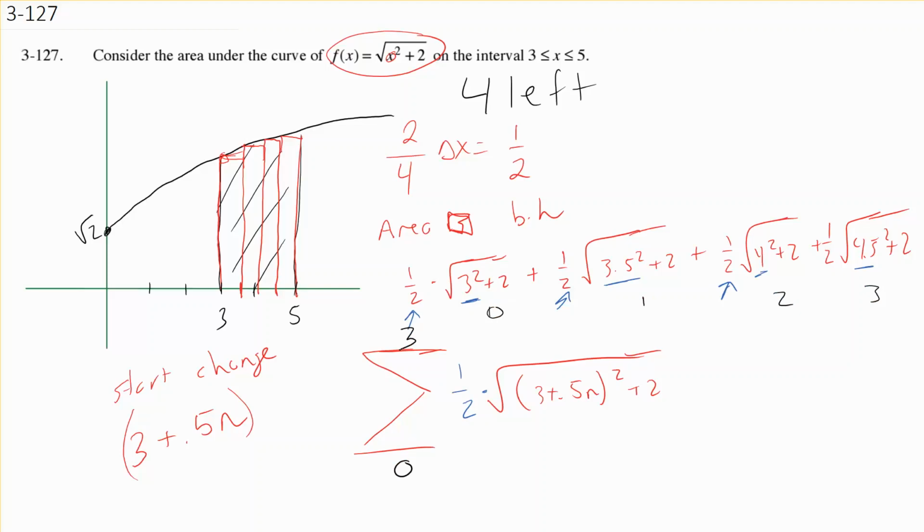Then we want to talk about the rights. If it's the rights, we would calculate the area up here. And instead of calculating the 0 rectangle, we would add in the 4th rectangle. So all we change is, instead of calculating from 0 to 3, we calculate from 1 to 4.